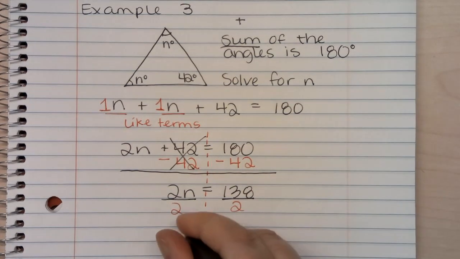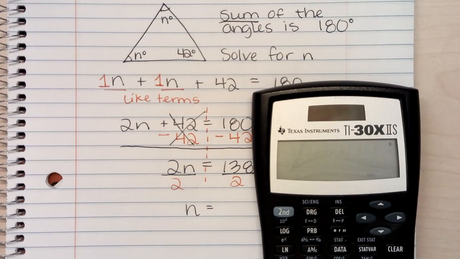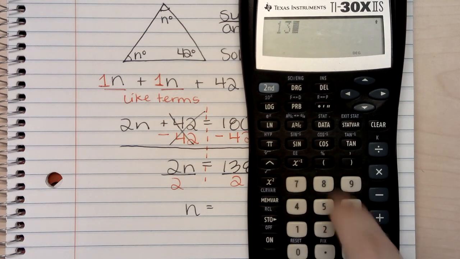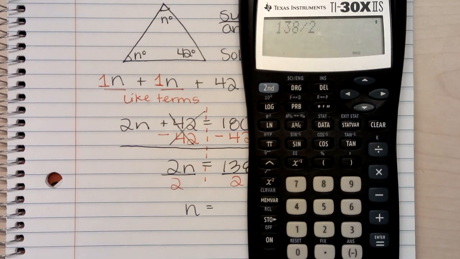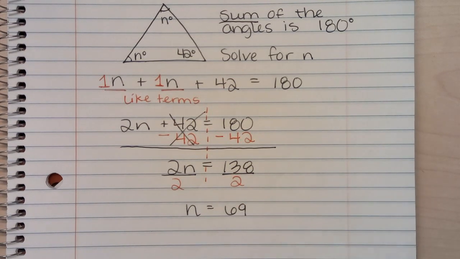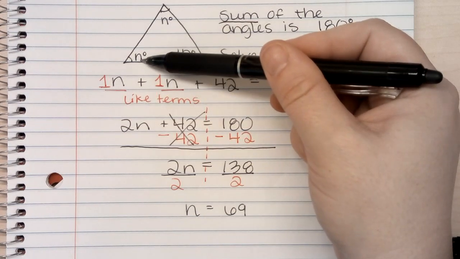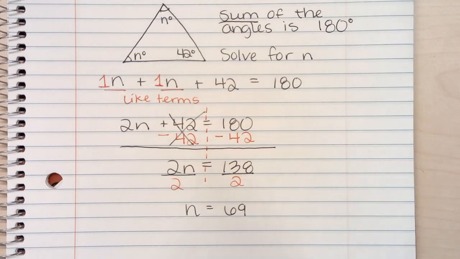I get n equals 138 divided by 2. I'm going to put that in my calculator as 138 divided by 2 equals 69. n equals 69. So when we look at this triangle, we know that this n is 69 degrees, this n is 69 degrees, and this is 42. How could I check my answer?